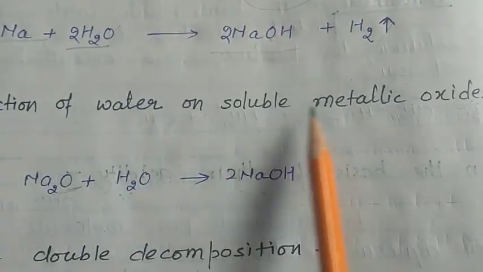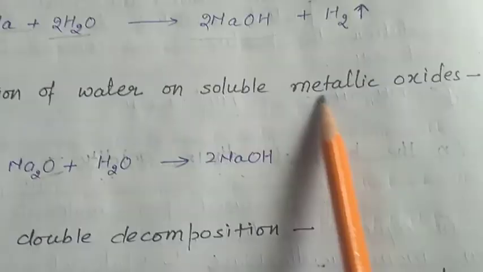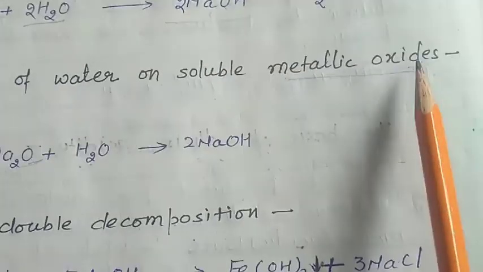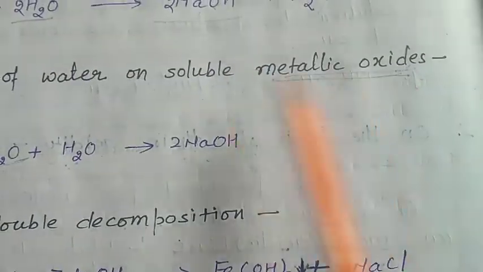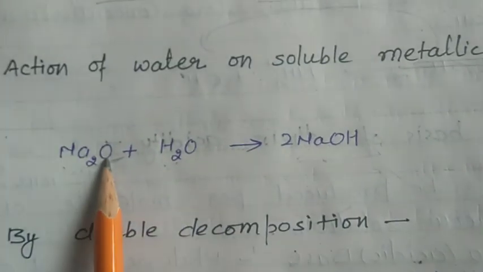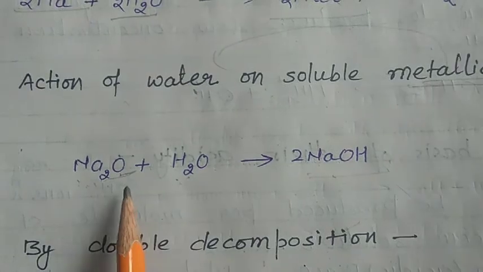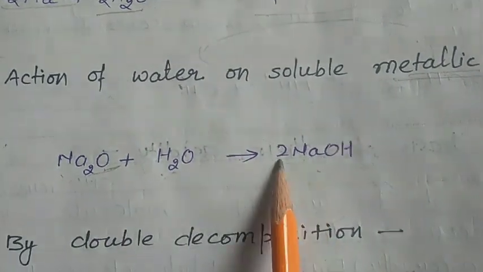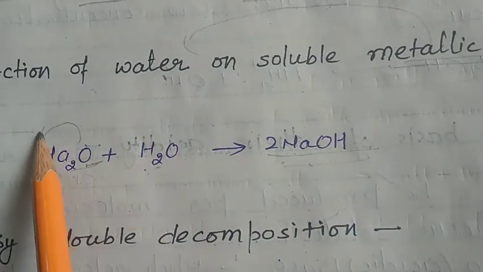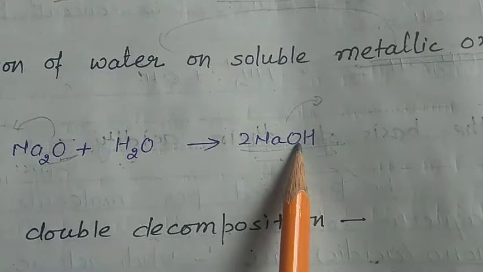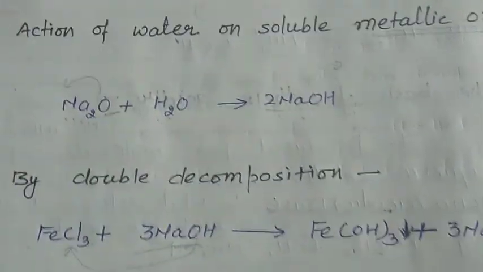Action of water on soluble metallic oxide. Metallic oxides are bases actually, but if you react metal oxides with water, you will get the corresponding metallic hydroxide. Okay, so you have Na2O, that is sodium oxide, and when you react it with water, what will happen? You will get 2NaOH. So you have sodium oxide, but you get sodium hydroxide. That was also a base, but you get another base from one base.